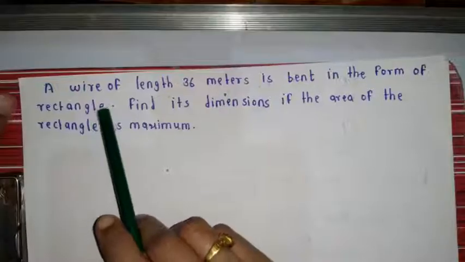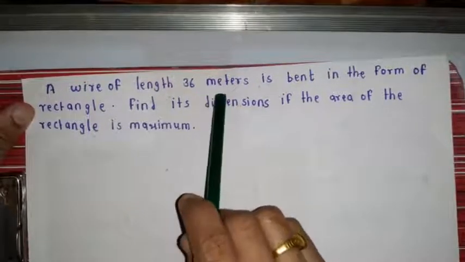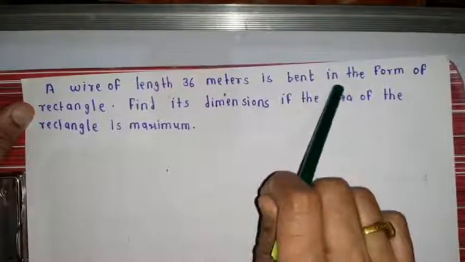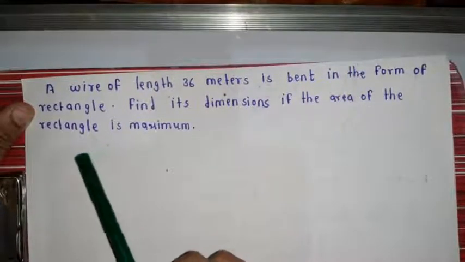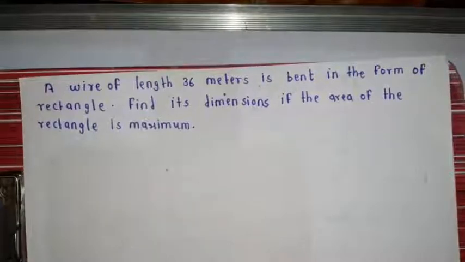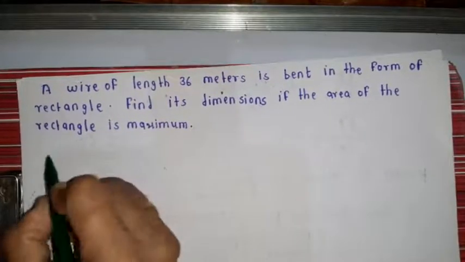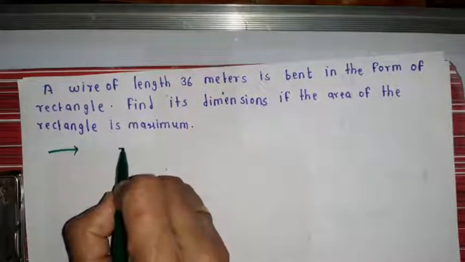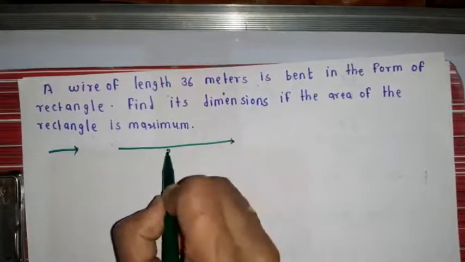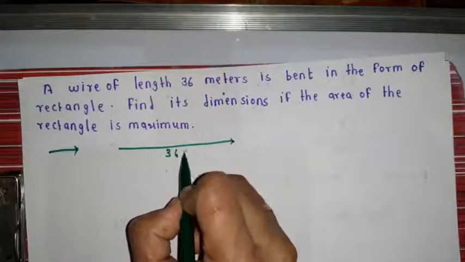The problem is that a wire of length 36 meters is bent to form a rectangle. Find its dimensions if the area of the rectangle is maximum. Now let us suppose a wire of 36 meters. Suppose this is the wire of 36 meters.